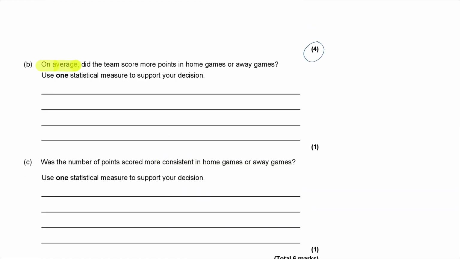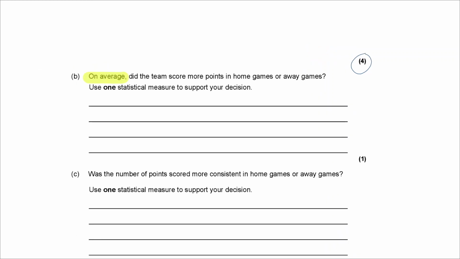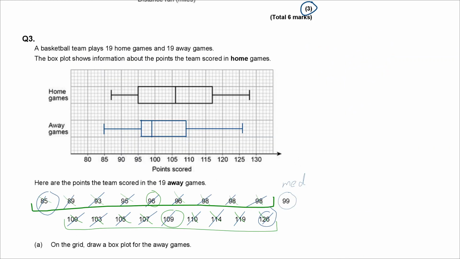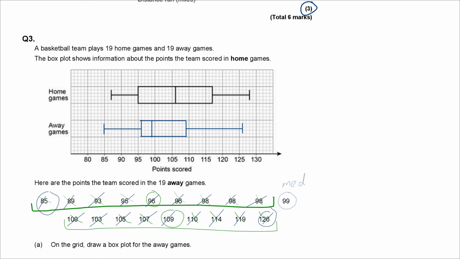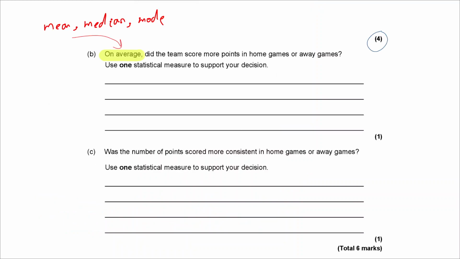Part B, on average. When you hear that word average, you should be thinking, perfect, I know what to do here. Average is either the mean, the median, or the mode. Now the question says, use one statistical measure to support your decision. Now from box plots, can you get the mean? No. Can you get the mode? No. You can get the median. So we've got to be using the median. So go and get the median for the home games.